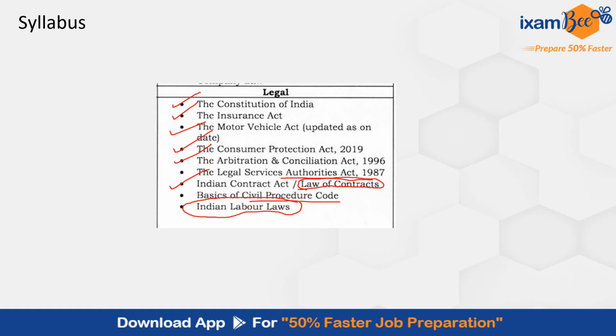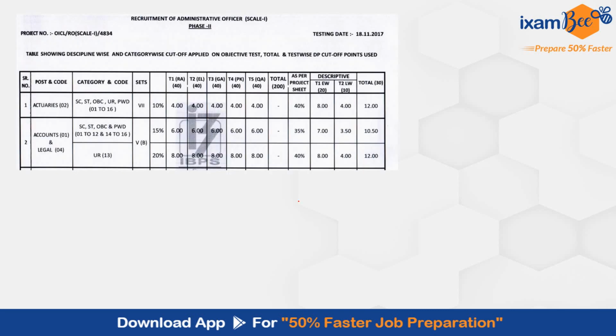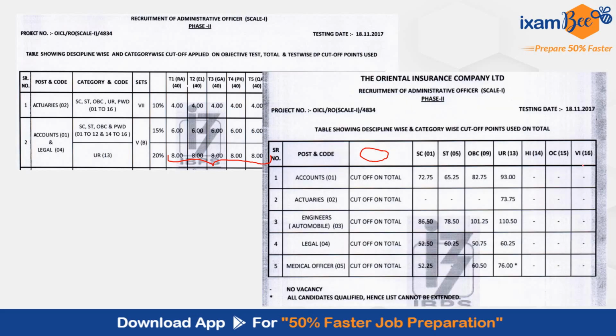Now coming to the cutoff. OICL legal exam was last conducted in 2017. At that time, the sectional cutoff in all the 5 subjects was 8 and for descriptive English it was 12. And the overall cutoff which was there in legal was 60.25 for unreserved category. Now this was way back in 2017.